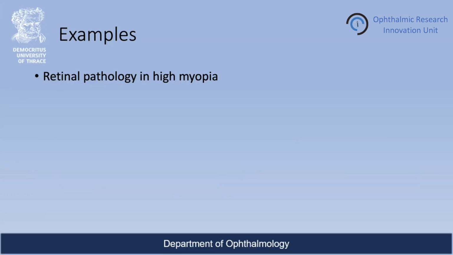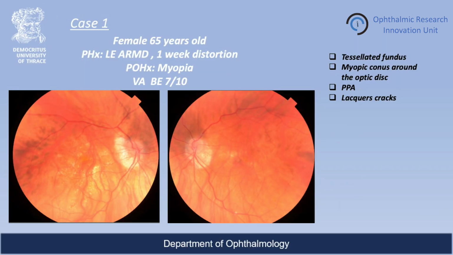We are going to show, now, an example of retinal pathology in high myopia, and another example of retinal pathology due to cataract surgery. In our first case, we have a 65-year-old female patient with age-related macular degeneration in the left eye, and 1 week of vision distortion. You can see the tessellated fundus, the myopic conus around the optic disc, parapapillary atrophy, and adjacent lacquer cracks.